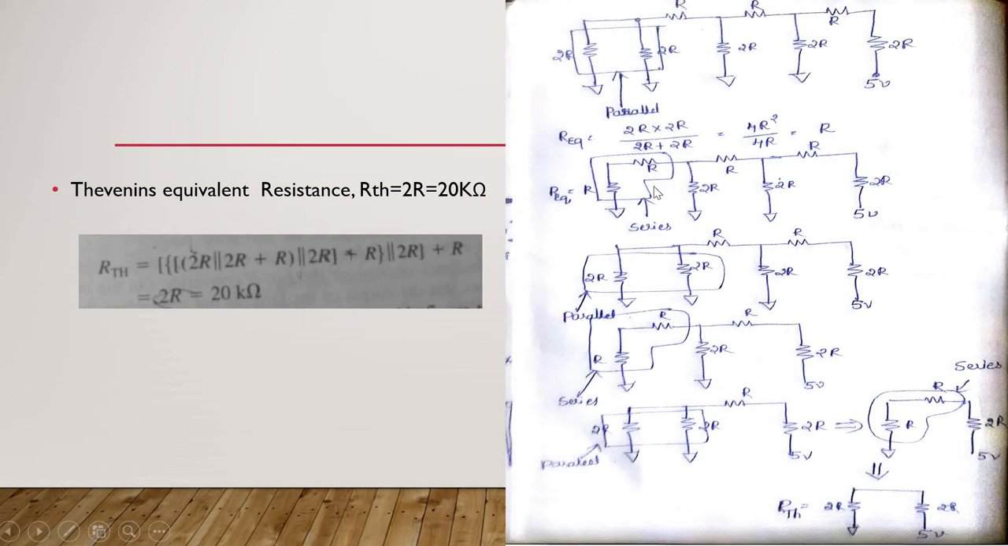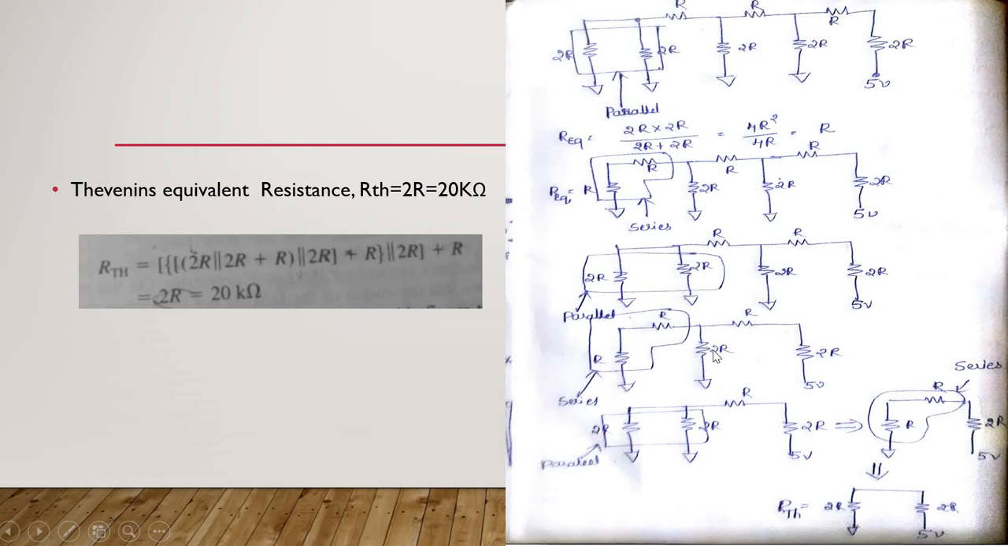So this is the next circuit. These two resistors are replaced by a single resistor 2R. Again this will come in parallel with this 2R. If 2R is in parallel with 2R, you get the equivalent resistor R. This R will come in series with this resistor, so series means again adding: R plus R, 2R.